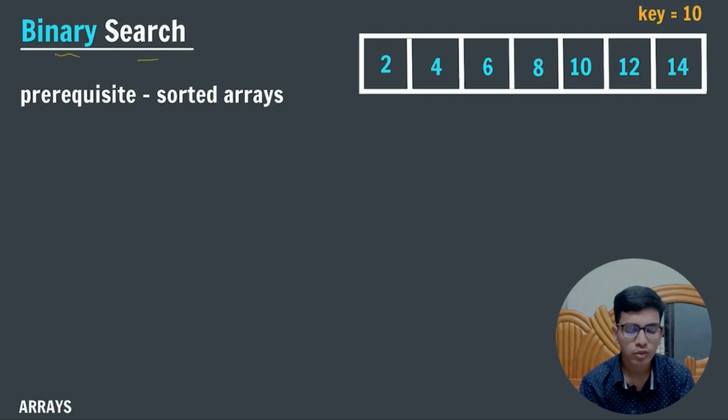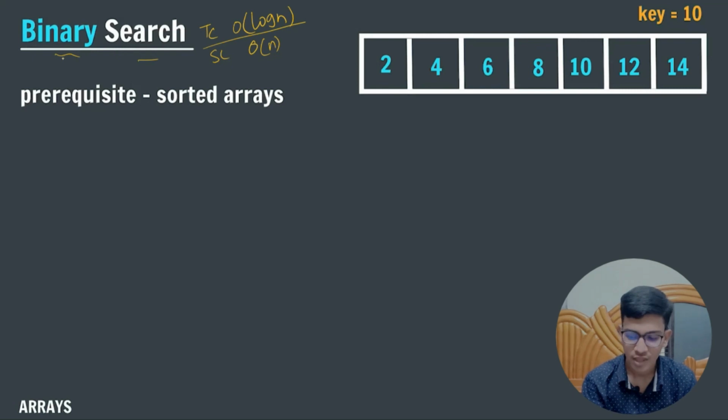Before we deep dive into binary search, let us understand that the time complexity of binary search is big O of log n, whereas linear search is big O of n. So when it comes to time complexity, binary search is more efficient. After that, the space complexity of binary search and linear search is the same, that is big O of n. So binary search is a little bit more efficient compared to the linear searching technique. Now here is the catch: binary search is only applicable to a sorted array.